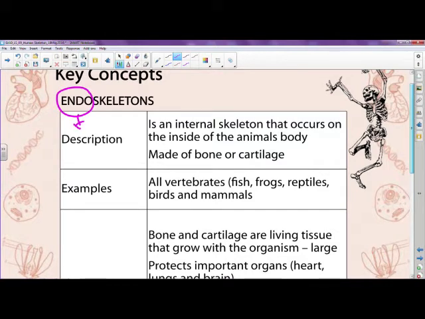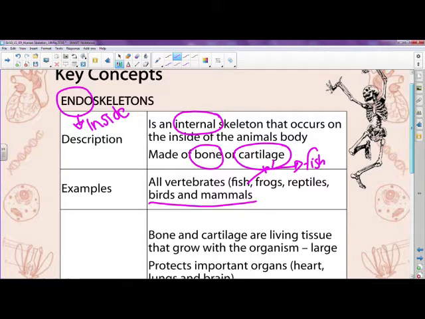Endo means, I'm sure you can gather that, on the inside. So the skeletal system, we say, is internal, okay? It's found inside the body, and it's usually made up of bone or cartilage. And we have looked at both bone and cartilage. Very often when we look at cartilage, those are going to be your fish. Okay, so all vertebrates, for endoskeletons, fish, frogs, reptiles, birds, and mammals, they are all going to have a skeleton on the inside.